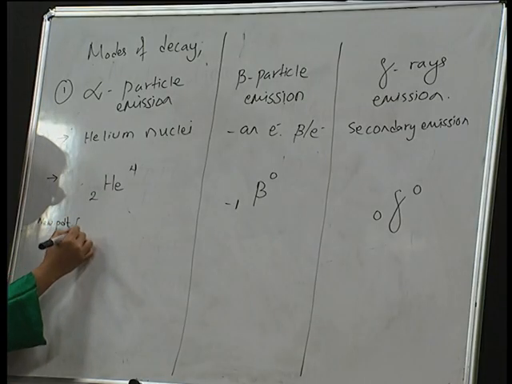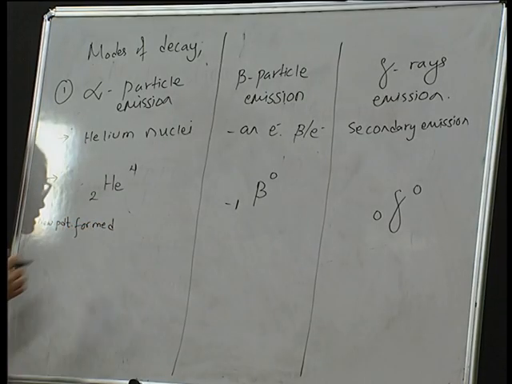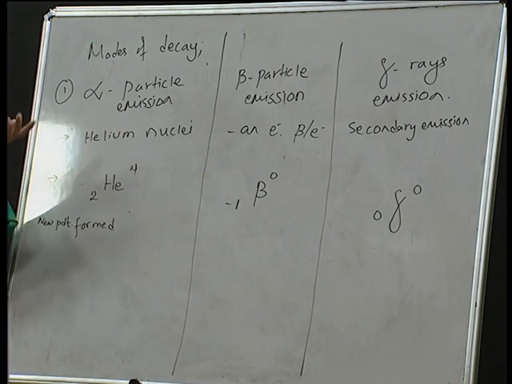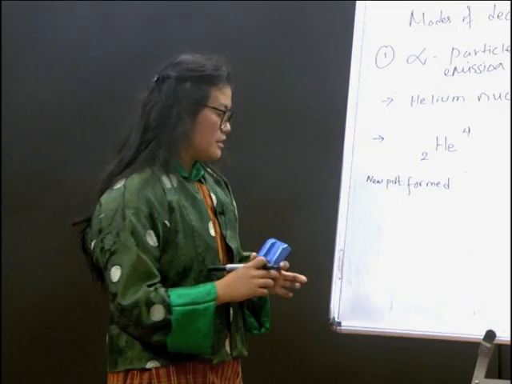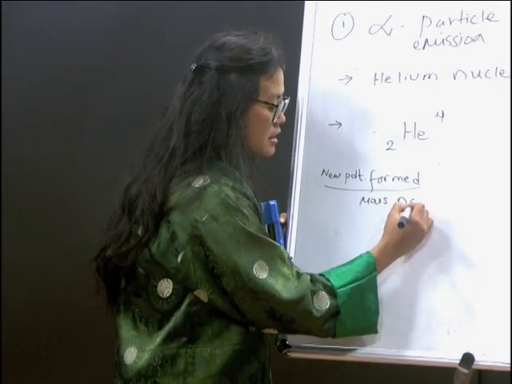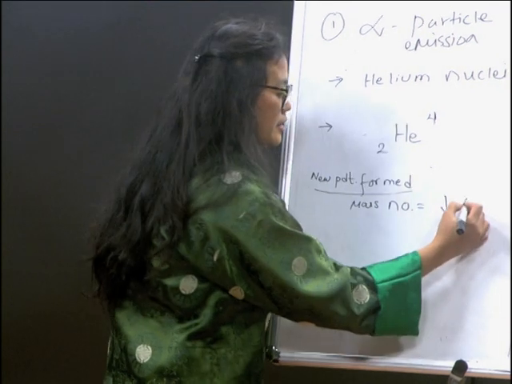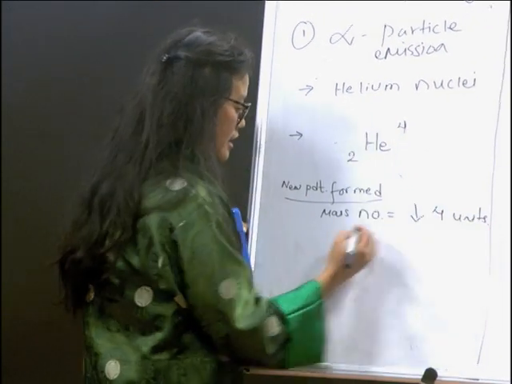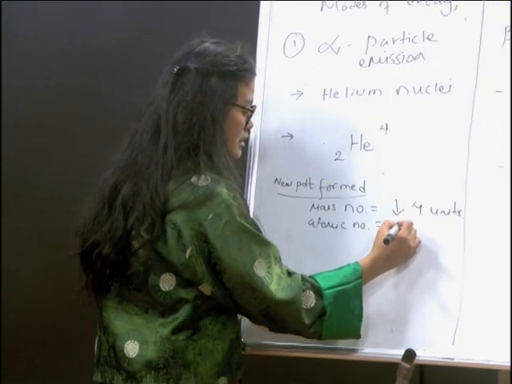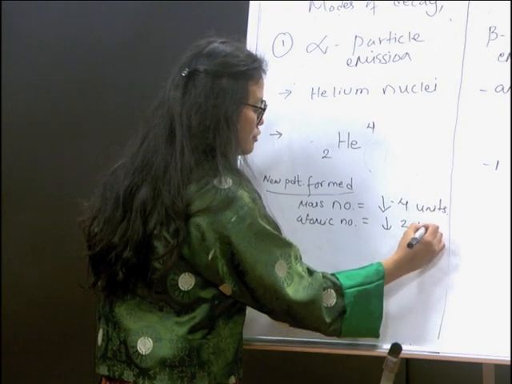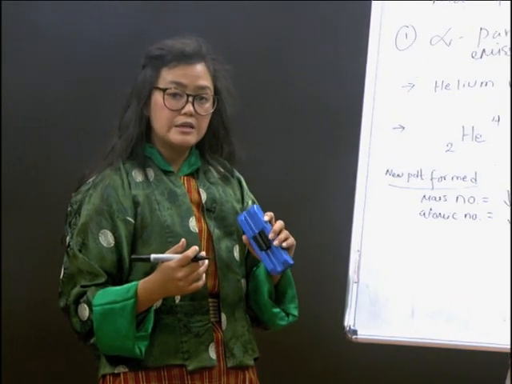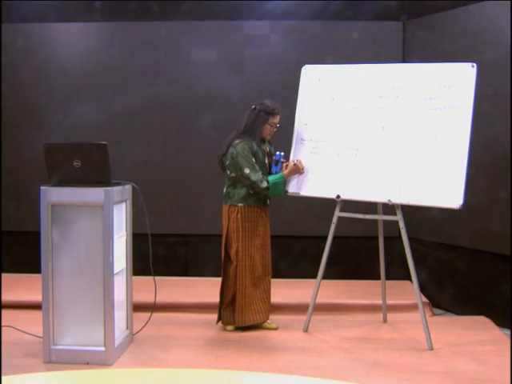New product formed when radioactive substance undergo alpha particle emission. When the radioactive substance emit alpha particle, new product formed will have mass number less by 4 units and atomic number less by 2 units. You will understand this concept with the help of an example. I will give one example.